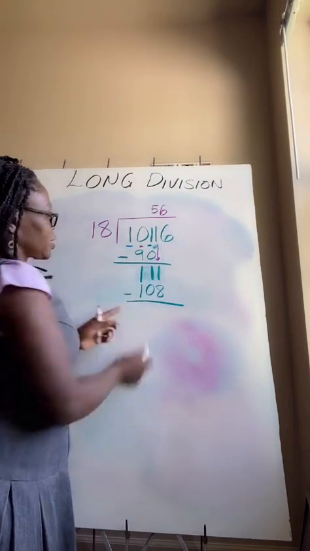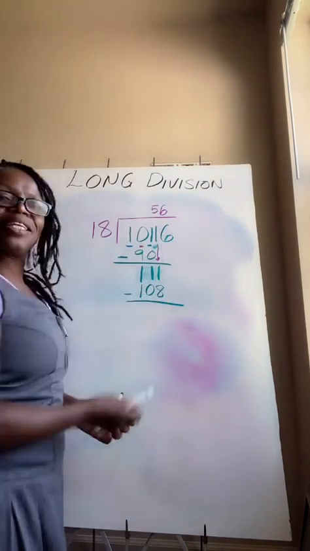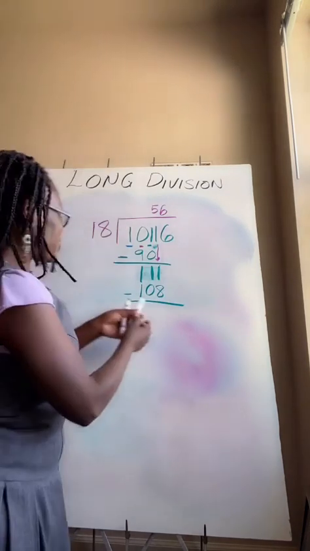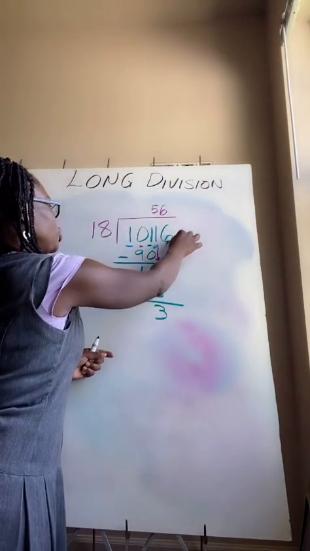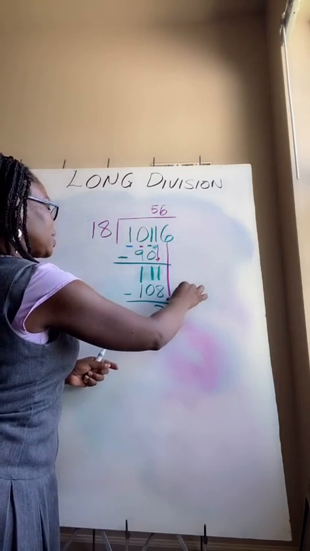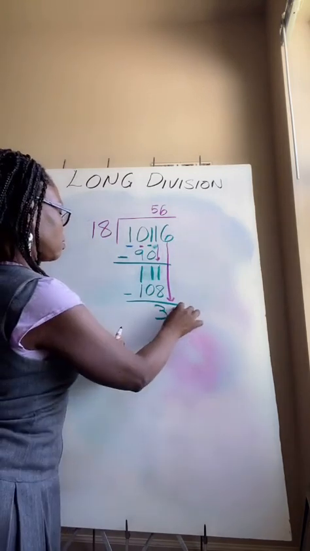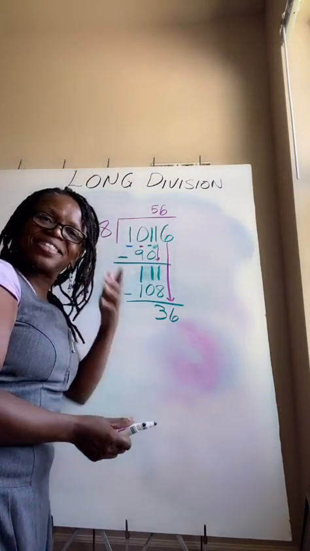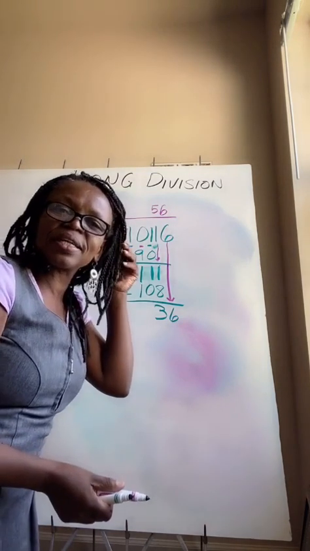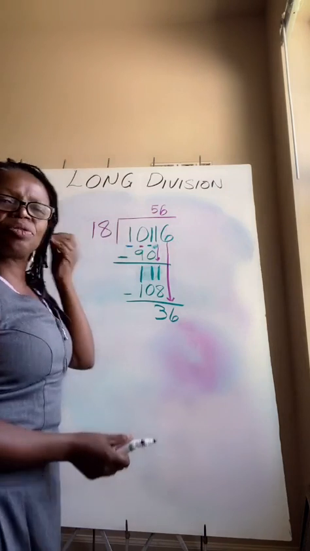Now we subtract. What's 11 minus 8? Somebody already has a 3. And we are going to bring down the 6. How many times will 18 go into 36?